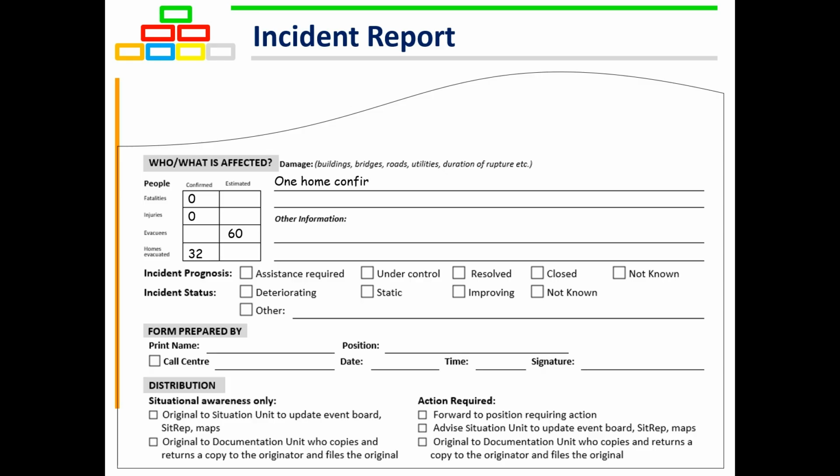The section on damage is intended for impacts to infrastructure, but the space can be used to elaborate on numbers of people affected. The field for other information can be used to supplement this information or for other relevant details. The incident prognosis is noted and the status indicates the condition of the incident and effectiveness of response.